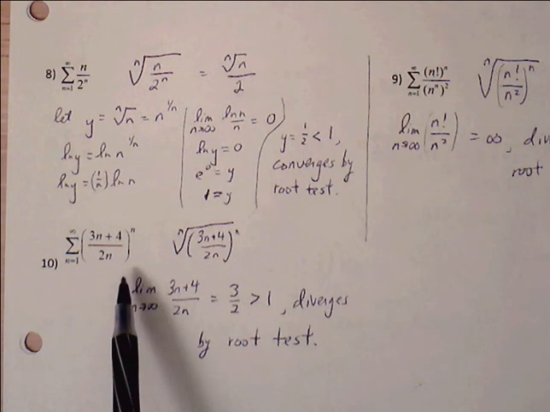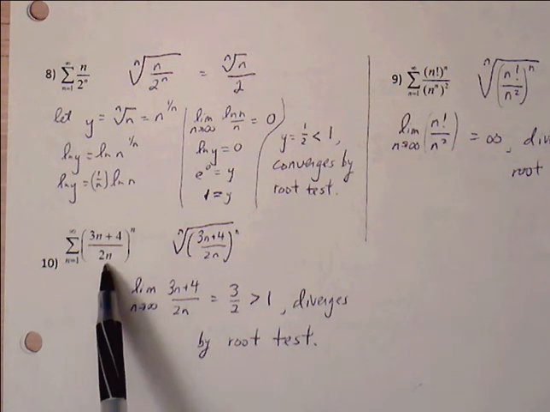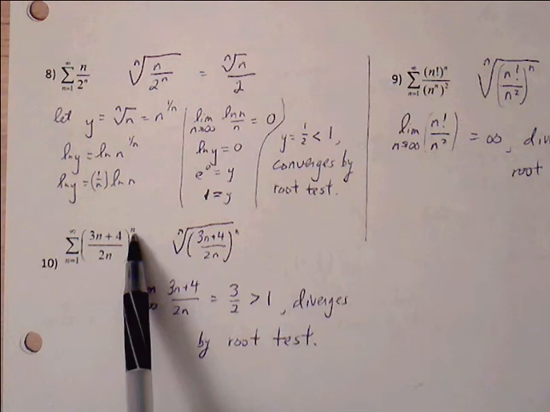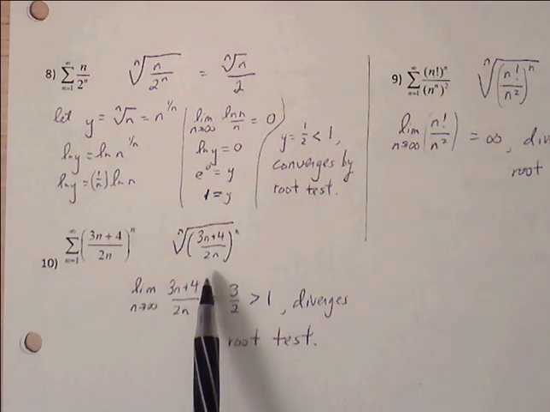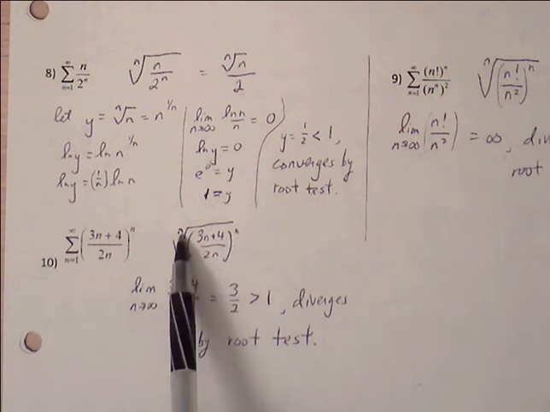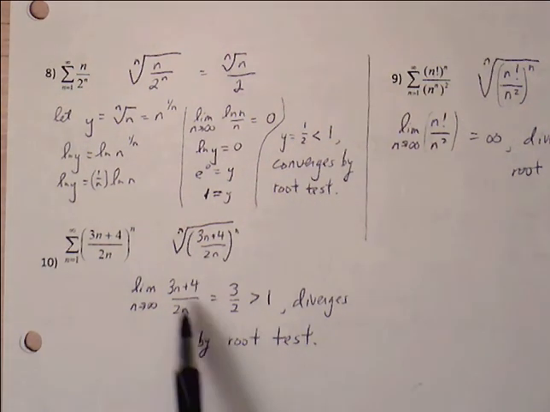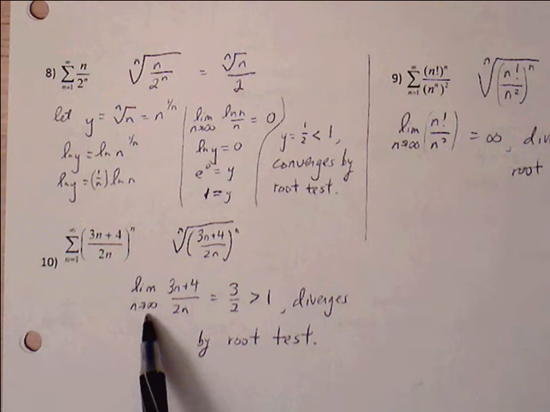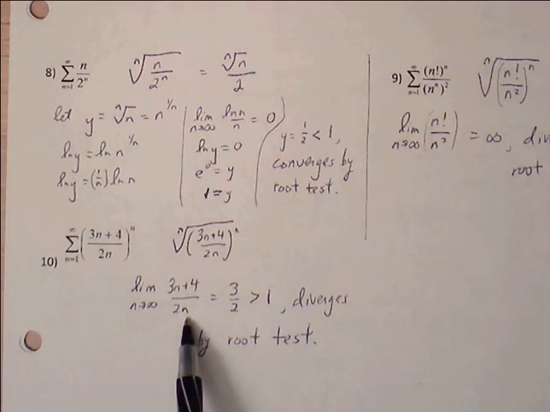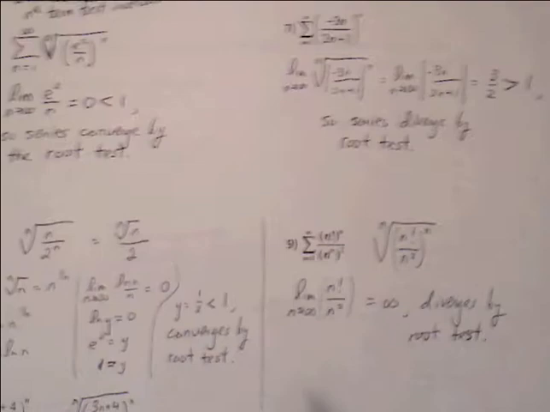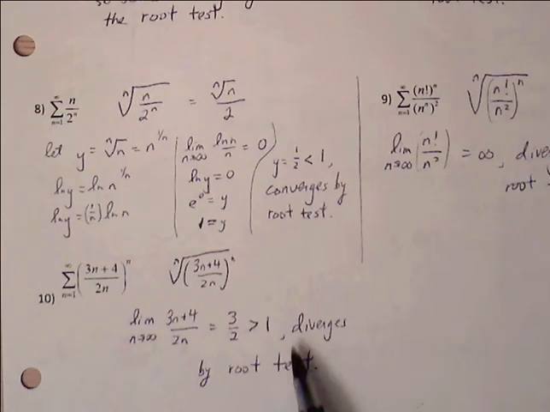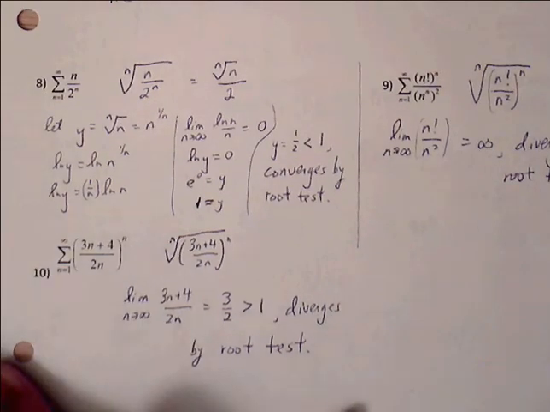Finally here, 3n plus 4 over 2n raised to the nth power. We see that the entire expression, the entire rule of sequence is raised to the power of n. So we take the nth root, use the root test. The nth root and nth power will cancel each other out. Limit as n approaches infinity for 3n plus 4 over 2n is again going to be 3 halves, just like what we saw with number 7. And 3 halves is greater than 1, so therefore our series will diverge by the root test.